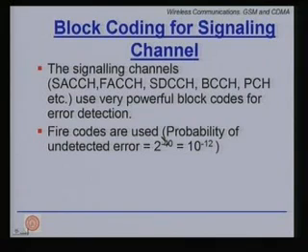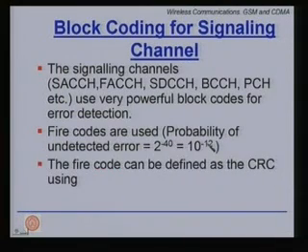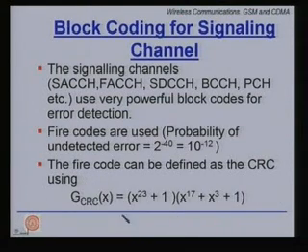Fire codes are used, so the probability of undetected error is very low. It is a very strong code. In our series of lectures, when we talked about cyclic codes, we studied fire codes in detail. So, fire codes are used, which will guarantee you a probability of undetected error of 10 to the power minus 12. Fire codes can be defined as the CRC using the following generator polynomial.